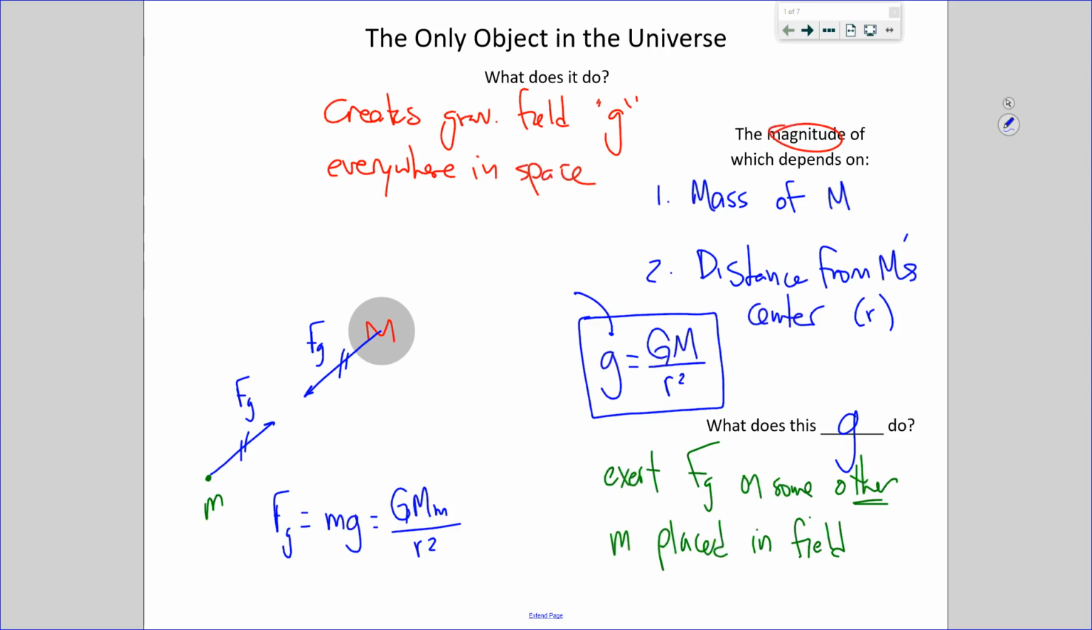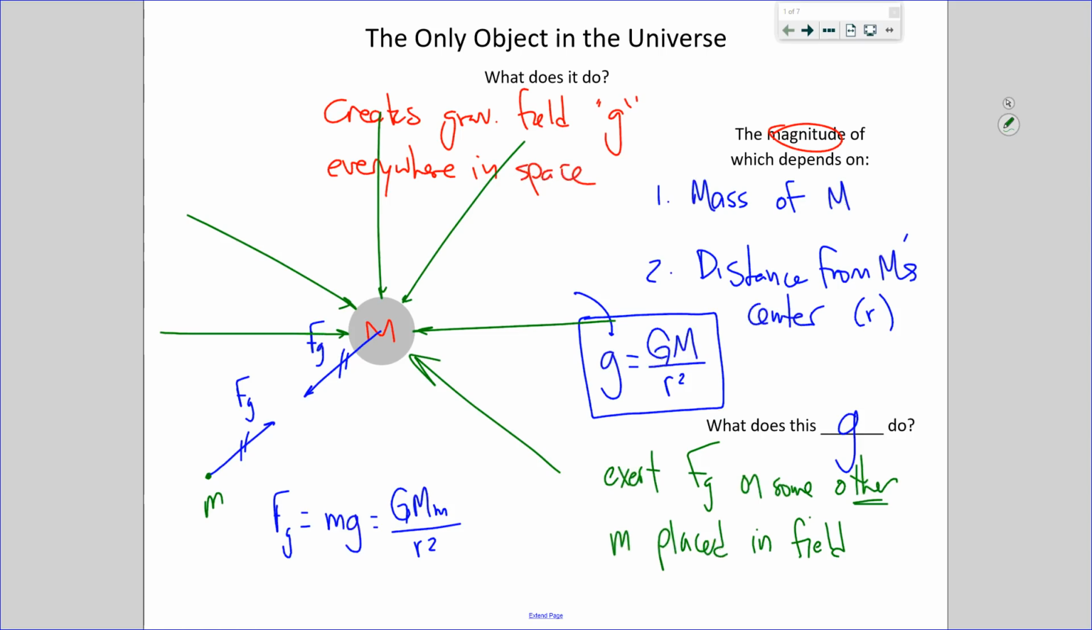Now, we can make a representation of the gravitational field that mass big M makes. What if I put mass m here or here or here or anywhere else? What does the field do to that mass? No matter where we put that mass, the field made by big M is going to exert a radially inward force on little m. And thus the gravitational field that big M makes can be represented with a bunch of gravitational field vectors.